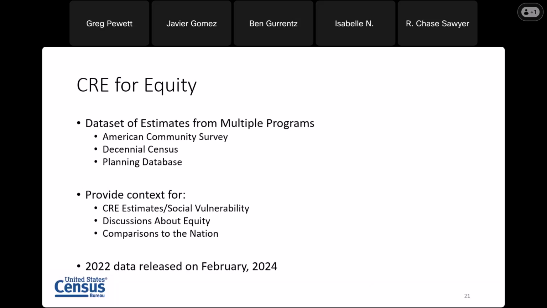The CRE for Equity provides context to the estimates and adds to the discussion of equity. This data set provides information from 4 different sources: Standard Community Resilience Estimates, American Community Survey, Decennial Census, and Census Bureau's Planning Database. All this information in one data set allows users quick access to the data on a variety of topics concerning social vulnerability and equity.